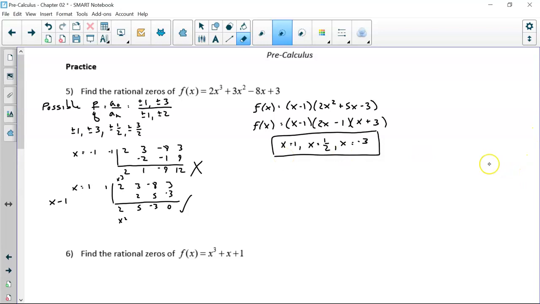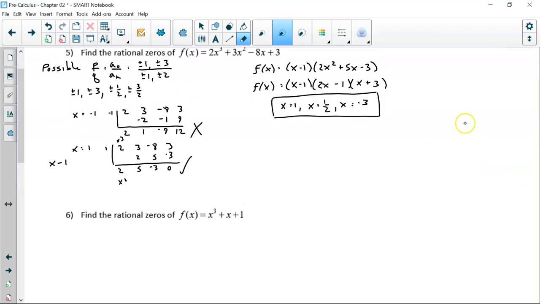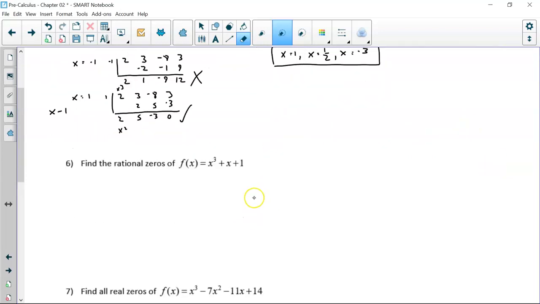Now, for problem number 6, find the rational zeros of this. Now, the possible A sub 0 over A sub n, that P over Q. The factors of the constant over the factors of the leading coefficient. The factors of the constant 1 are just plus or minus 1. The factors of the leading coefficient are plus or minus 1. So our possibles are just plus or minus 1. Those are the only two possibilities we have.